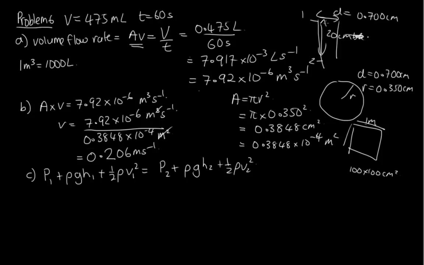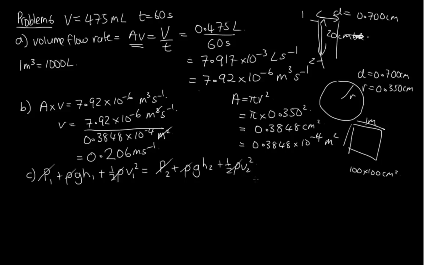And now this is all open to the atmosphere. So the pressure at 1 and the pressure at 2 are both just atmospheric pressure. So these cancel each other out because the same term appears on both sides of the equation. Now, rho is a common term to each of the remaining terms. So rho actually cancels out as well.